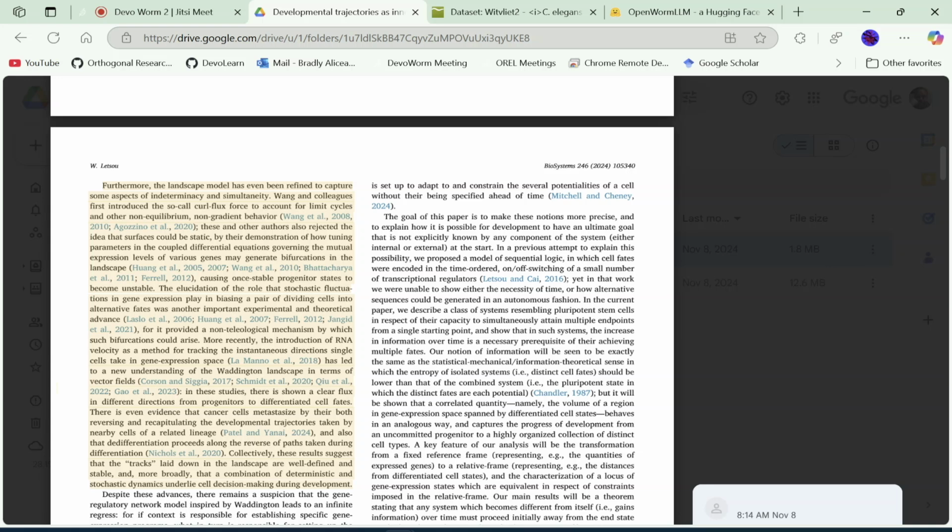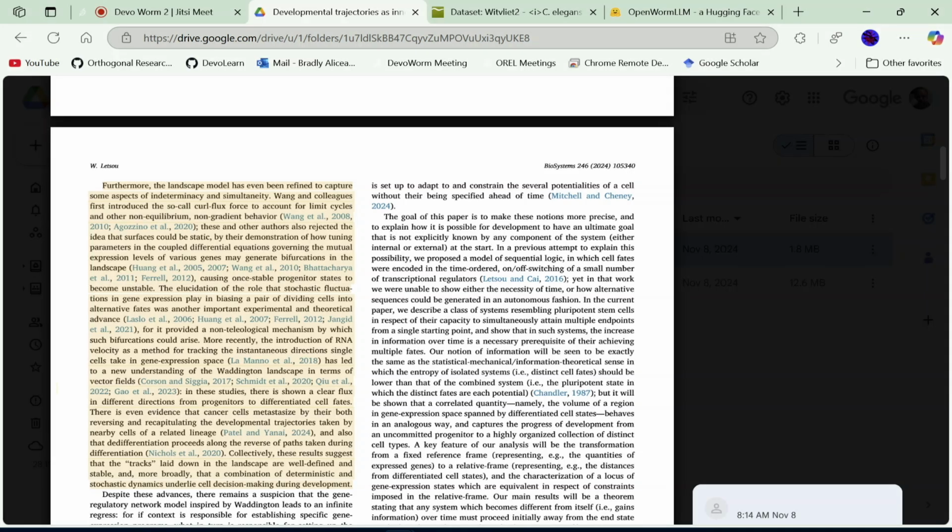And we have these inner vector spaces because they cross each other, or they're different from each other, and you can measure that difference in that way. This is an interesting approach. So people have used vector fields before: Corson and Siggia 2017, Schmidt 2020, Qiu 2022, and Gao 2023. In these studies, there is shown a clear flux in different directions for progenitors to differentiated cell fates.